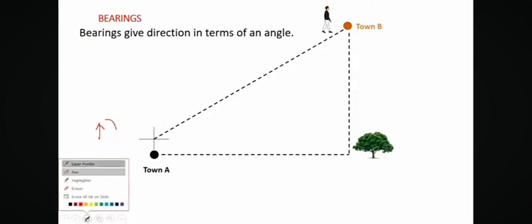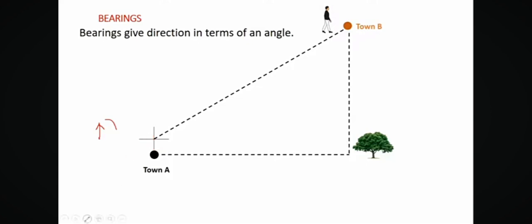So you see, we have given directions, but we give directions in two types. In the first one, we use the tree as our reference point. So he walks from Town A to the tree, then turns left and walks to Town B. But in the second one, we used an angle to give the direction. This is what we refer to as a bearing. When you use an angle to give direction, you call that angle the bearing.